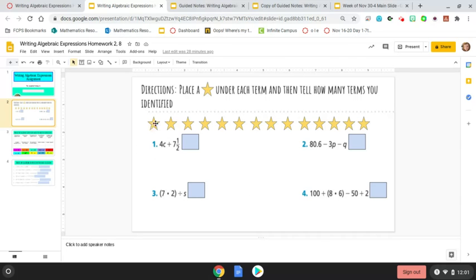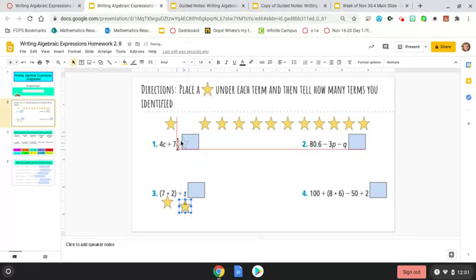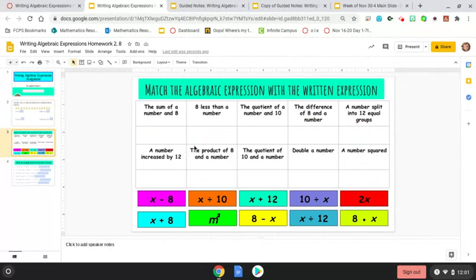So let's do number 3 together. I see one term right here, and I see a term right here. So remember, terms are divided, add, subtract, they're separated. So I want to count up how many terms I have. Like in this one right here, I would have 1, 2, 3, 4 terms. So I'm going to go through and identify how many terms I have. In the next slide, I'm going to match each one of these to the algebraic expression, to the word phrase that it matches.